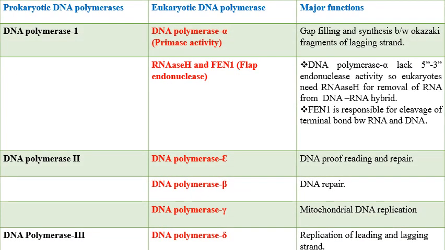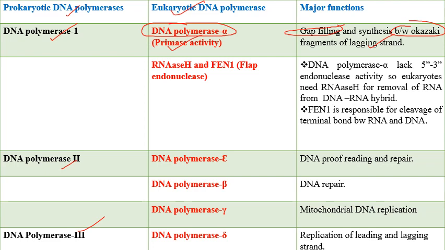This table shows the differences between DNA polymerases of prokaryotes and eukaryotes and their major functions. In case of prokaryotes, there are only 3 types of DNA polymerases, that is DNA polymerase 1, 2, and 3, having different functions. Firstly, DNA polymerase 1. In case of prokaryotes, it helps in gap filling and synthesis between Okazaki fragments of the lagging strand, while this function is performed by DNA polymerase alpha in case of eukaryotes, and it has primase activity.